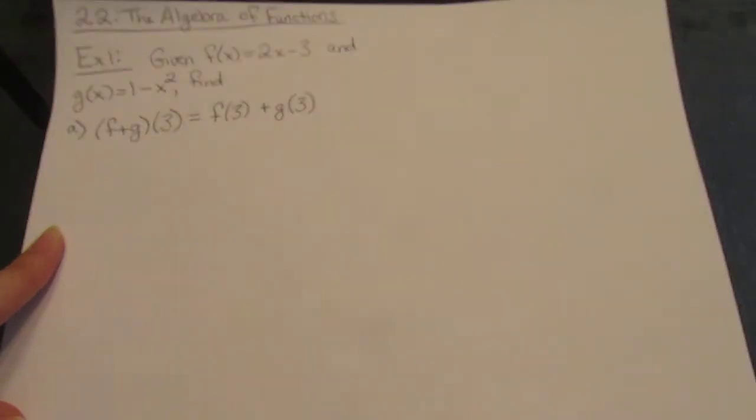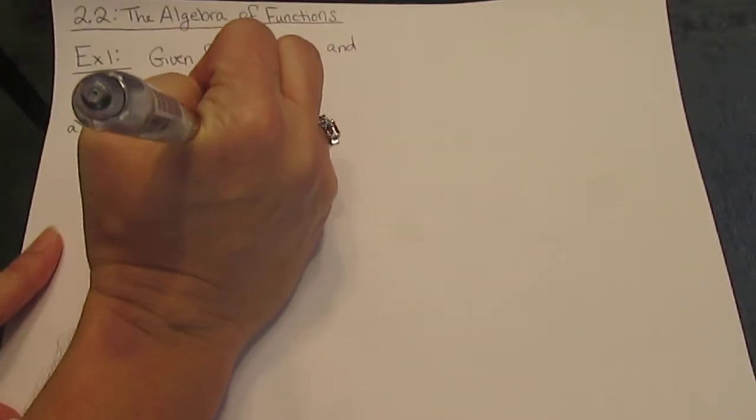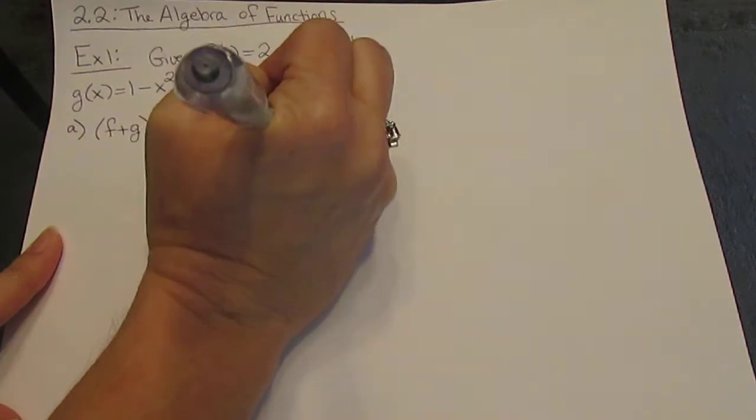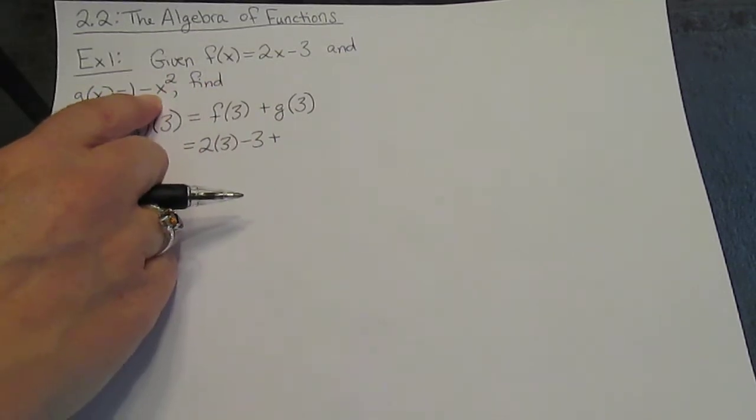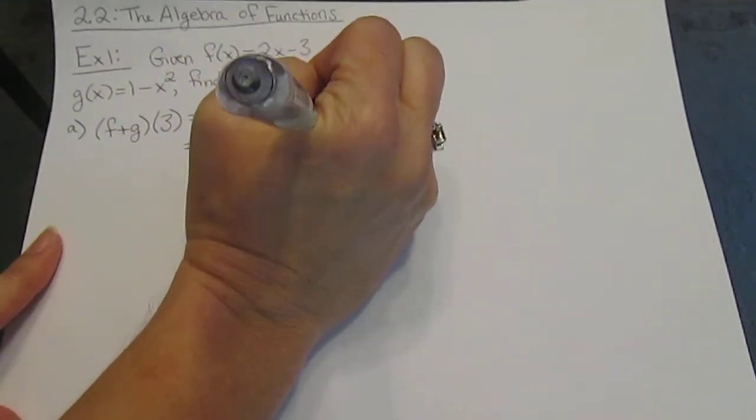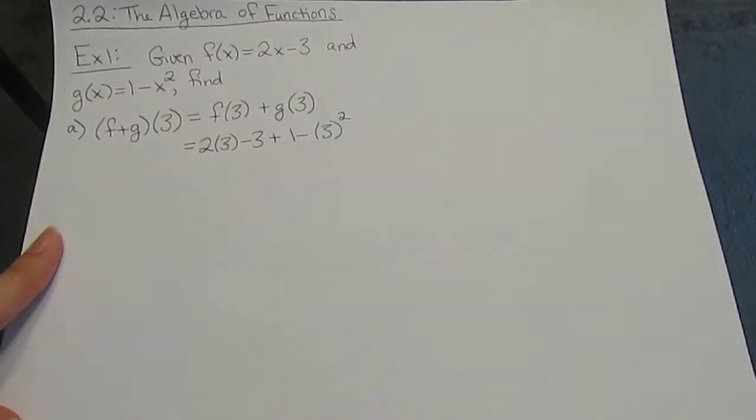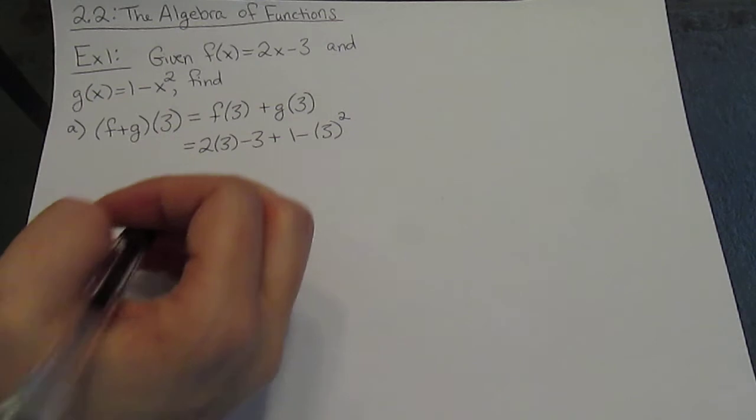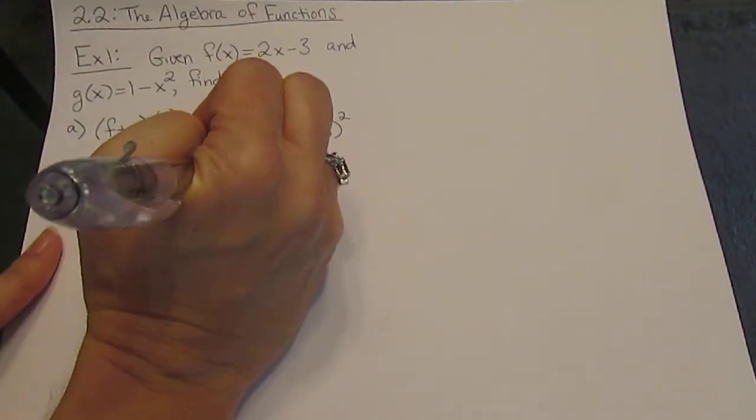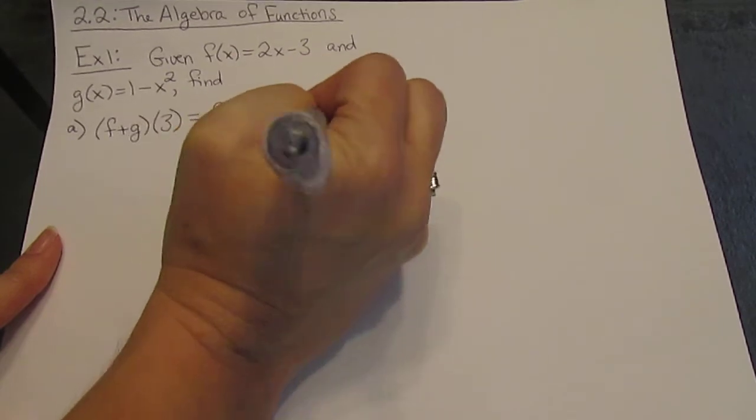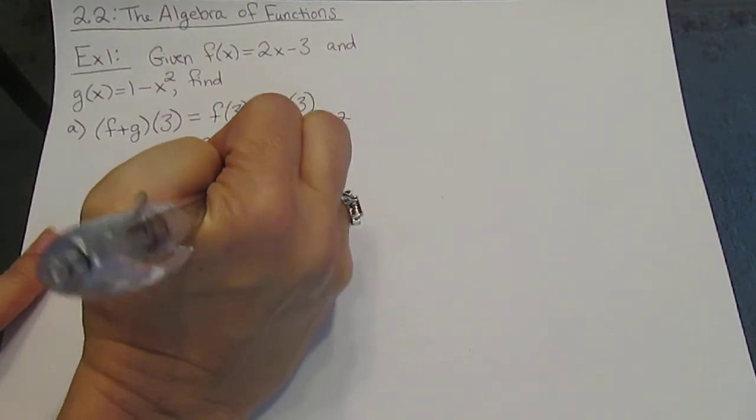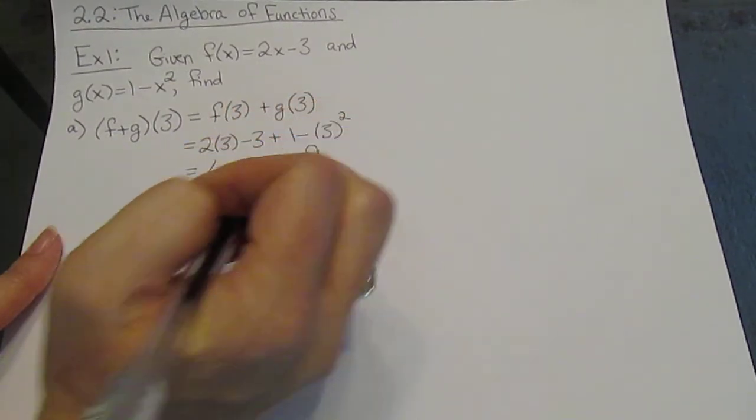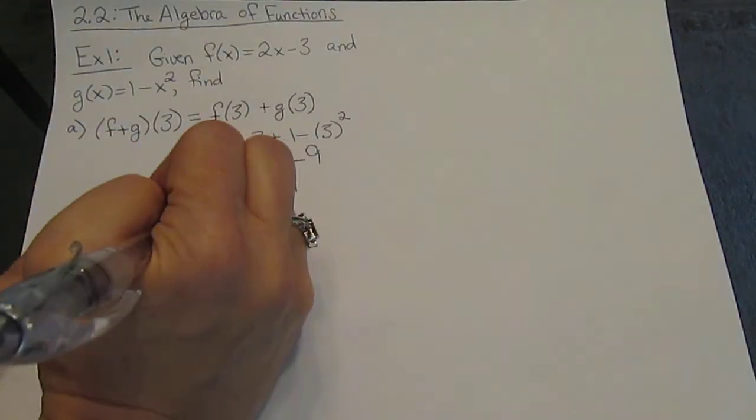Okay, so let's go ahead and do that. So we'll plug 3 in for x here. So we've got 2 times 3 minus 3, and then plus, plug 3 in for x for the g function, so 1 minus 3 squared. And then follow your order of operations and simplify. So we've got 6 minus 3 plus 1 minus 9. So we've got 3 plus 1 minus 9. So that gives us 4 minus 9, so a negative 5.